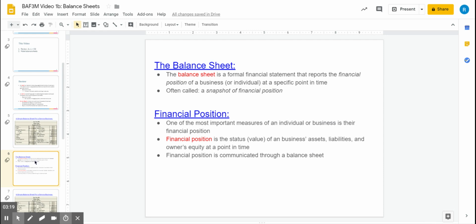So let's talk about the balance sheet. What is it? What are you looking at right here? Well, a balance sheet, first and foremost, lists a company's major assets, liabilities, and it also gives you a breakdown of the owner's equity of a business.